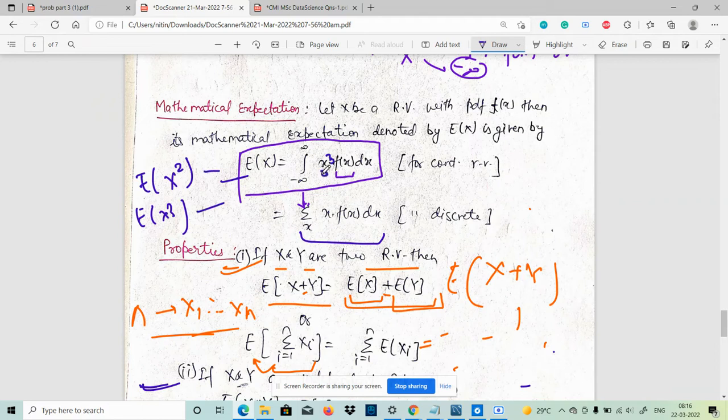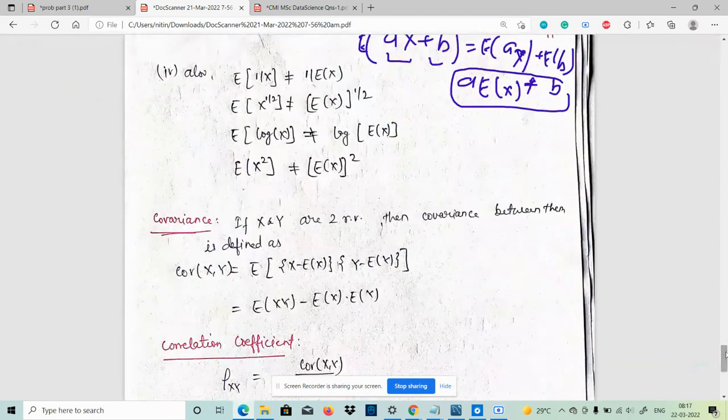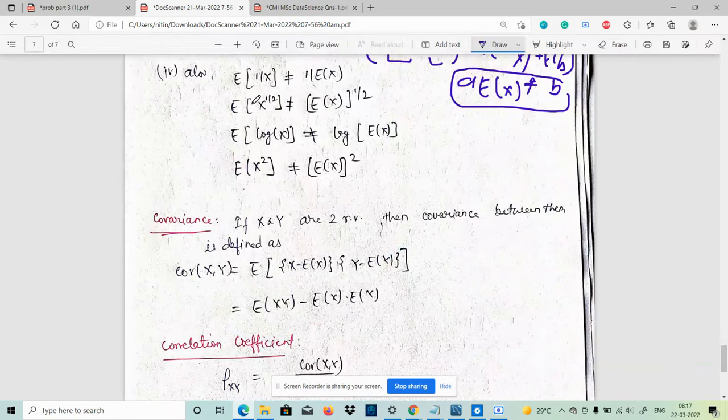Just change the value of this particular thing. So the expectation of X square or X cube will depend upon this particular thing. The expectation of X square means nothing but the integral of x square into f(x) dx over minus infinity to infinity. Okay, some general formula: the expectation of 1 by X is not equal to 1 by the expectation of X.